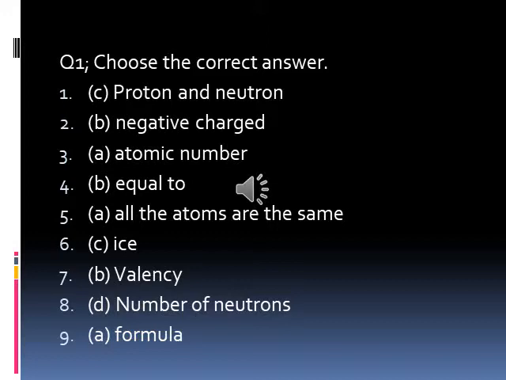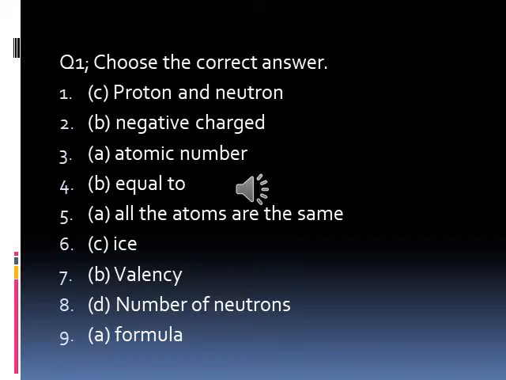Number 2. Electron in an atom have A, positive charge; B, negative charge; C, no charge; D, electric charge. Answer is option B, negative charge. Number 3. The number of proton in an atom is called option A, atomic number; option B, mass number; option C, electronic number; option D, none of these. Answer is option A, atomic number.